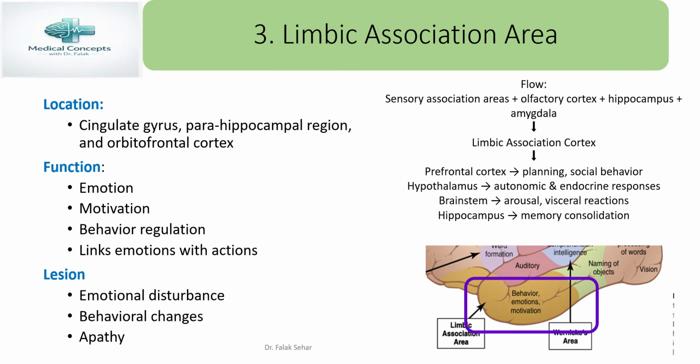Now coming to the third major association area, that is the limbic area. The limbic association area is involved in emotions, behavior and motivation. It links our emotional state with our actions and plays a key role in decision making and social behavior. It also interacts with the hypothalamus and brain stem to produce autonomic responses and with the hippocampus for memory. Clinically, lesions in this area lead to emotional disturbance, behavioral changes and lack of motivation.